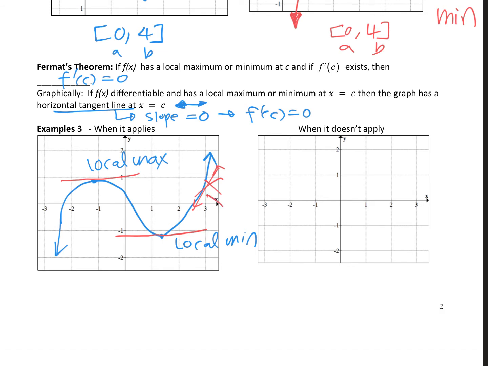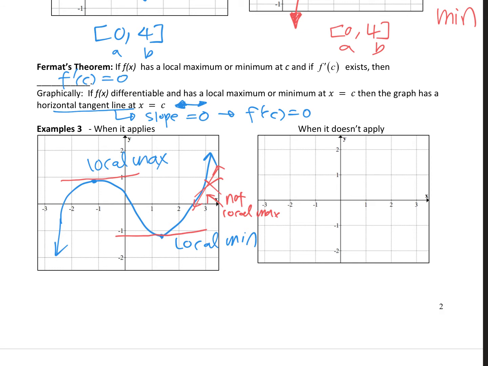This is not a local max or local min. And you can kind of see the tangent line goes like that. That's not a horizontal tangent line, right? This is a horizontal tangent line, and that happens to be the highest point around it. This is the horizontal tangent line, and that has to be the lowest point. So this is where you have the derivative, right?